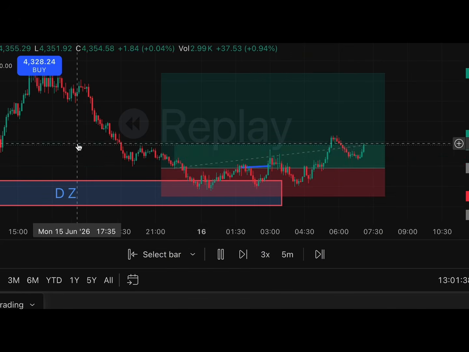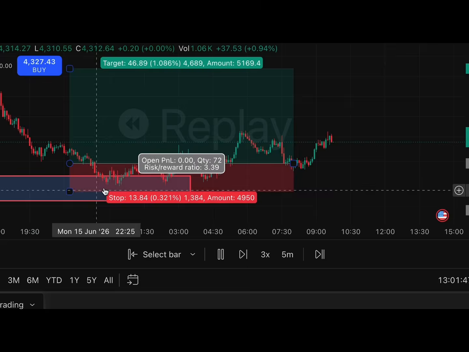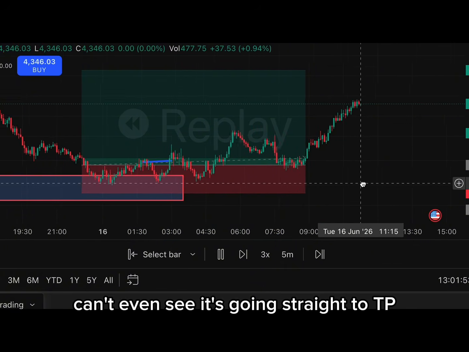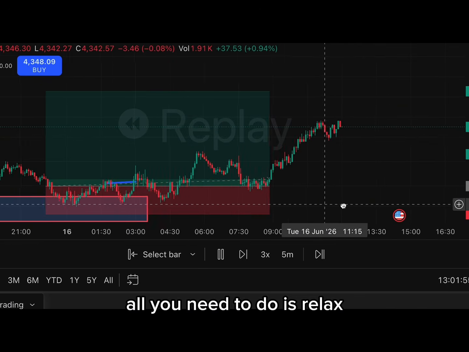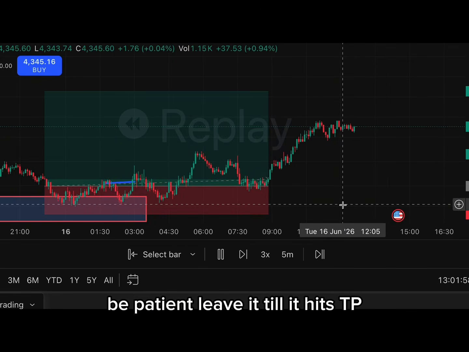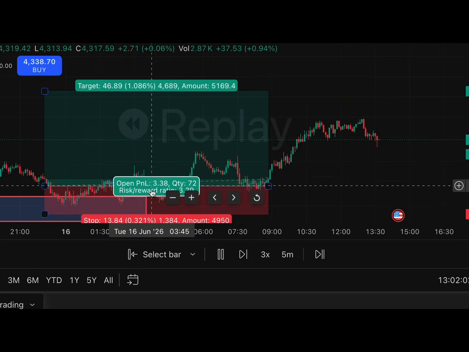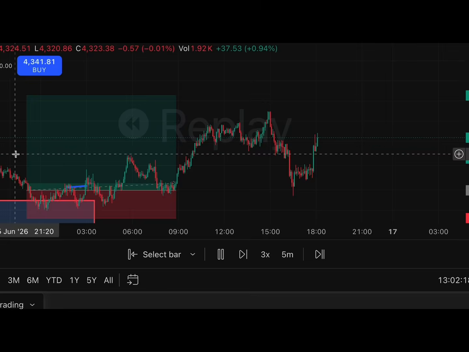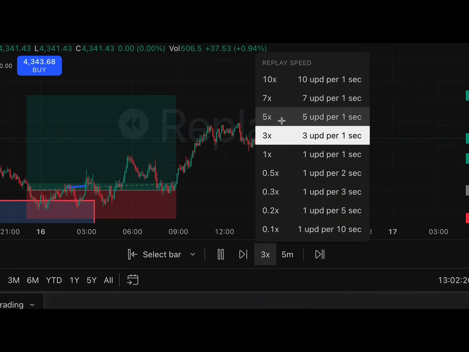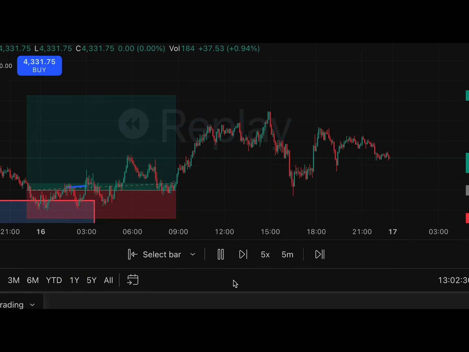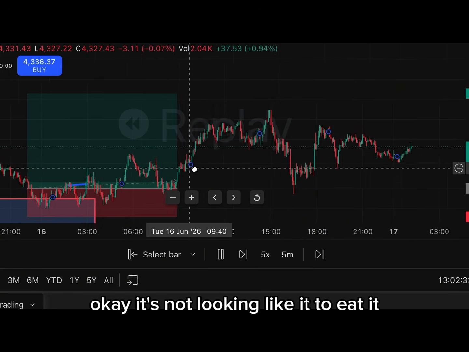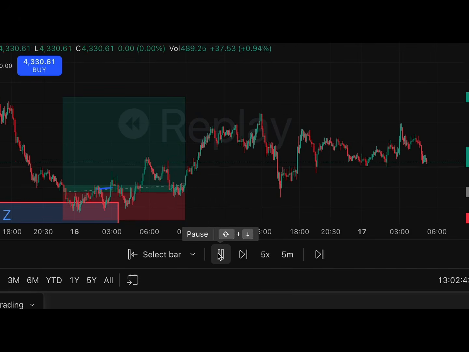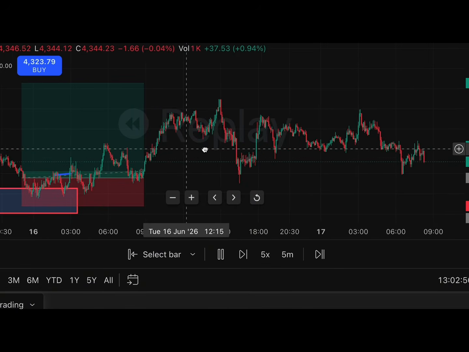Is it gonna hit TP or stop loss? Let's see. You can see it's going straight to TP. All you need to do is relax, be patient, leave it till it hits TP. We are waiting. Let me increase the speed. Okay, it's not looking like it will hit it, but let's see. It's going down. Okay.